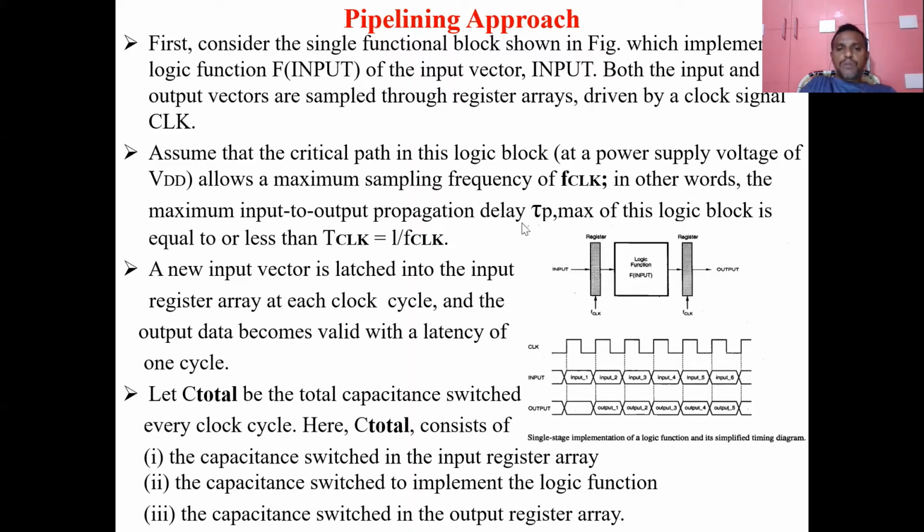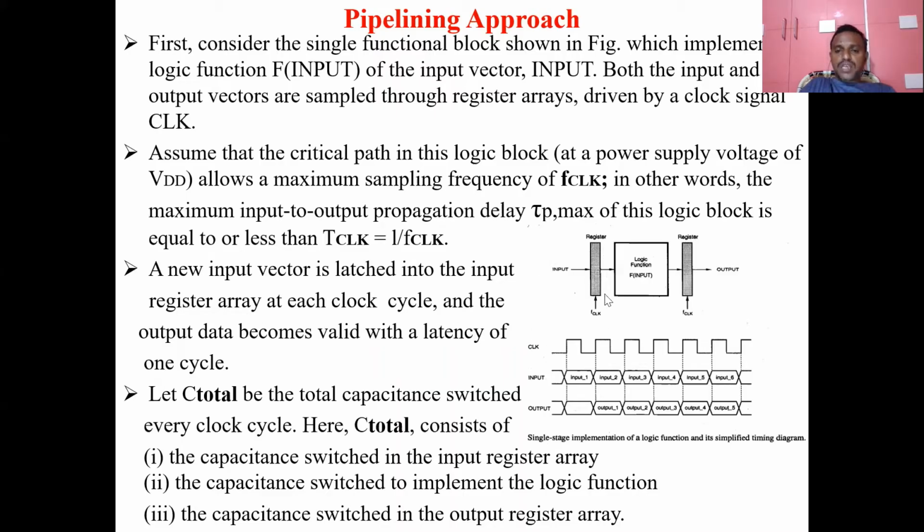So the input to output propagation delay, tau p max, is equal to or less than T clock. T clock here is nothing but 1 by f clock. Now a new input vector is latched into the input register array at each clock cycle.